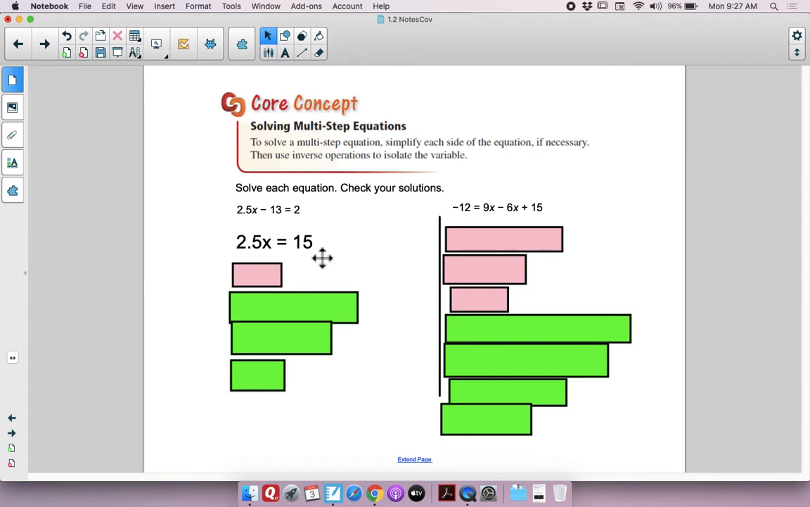And you can probably do that mentally. If you know 2.5 is half of 5, and 5 goes into 15 three times, 2.5 is going to go in 6 times. Okay, and now we're going to check it. How do we check?